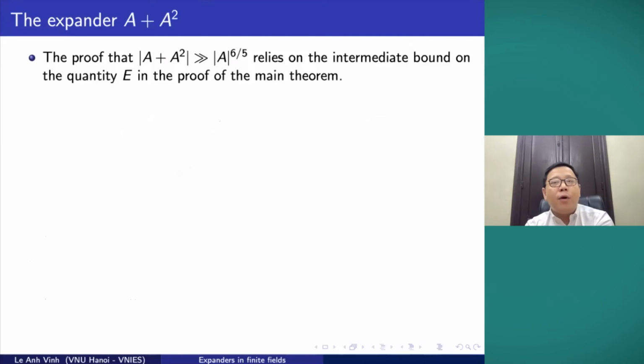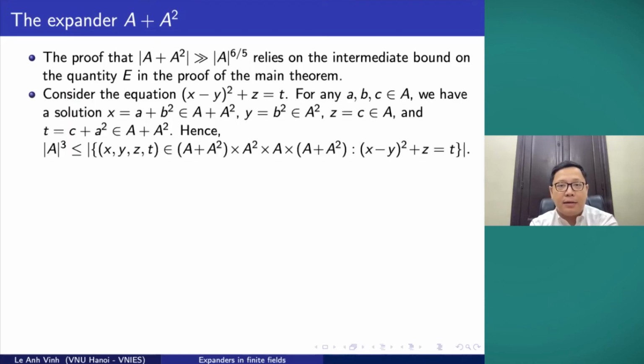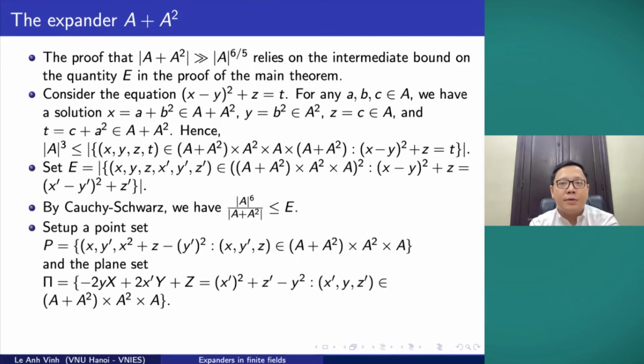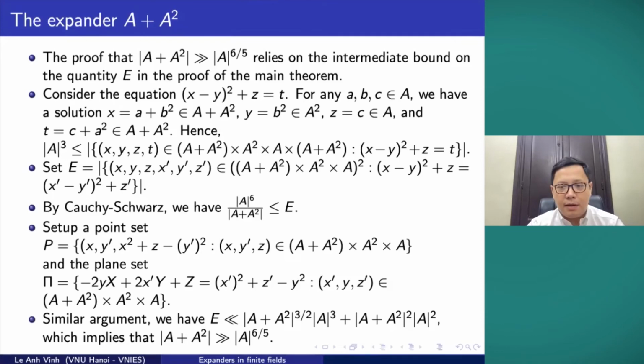And if you follow the line of the proof, you can also prove that the size of A plus A squared is bigger than A to the 6/5, and it can be applied the same way. I will skip that part of the proof, but it is exactly the same. You need to set up the number of solutions for the equation, set up the point set and the plane set, check the conditions for the Rudnev incidence bound, and apply it. Okay.